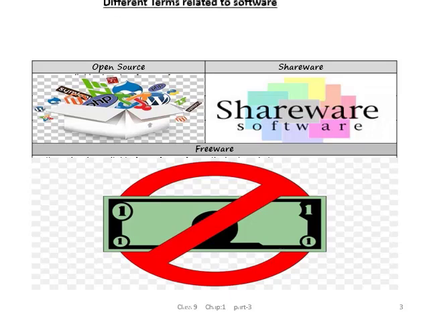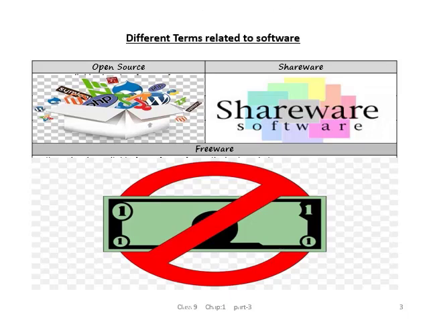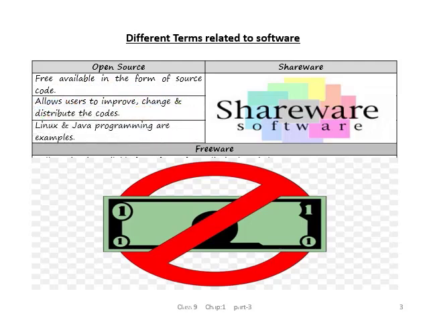We have different terms related to the software which are included in your syllabus. Open source software is freely available in the form of source code. It allows the user to improve, change, and distribute its codes. Linux and Java programming are examples of open source software. Then we have shareware.